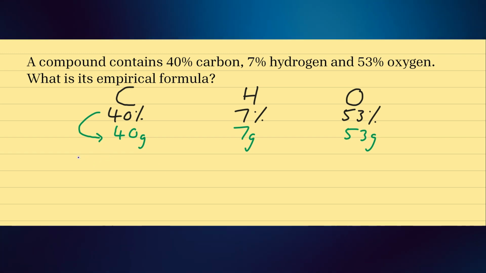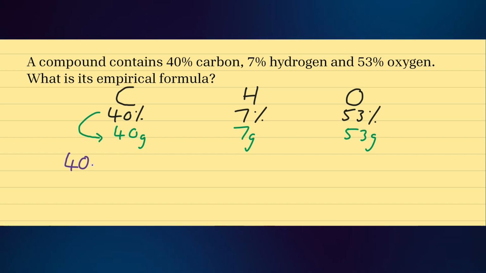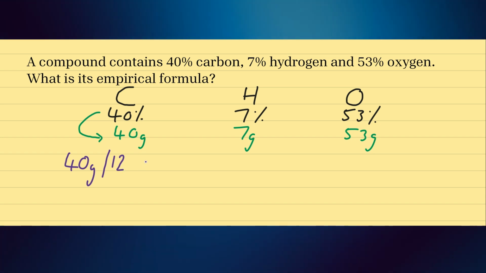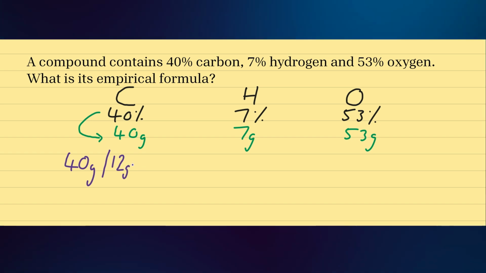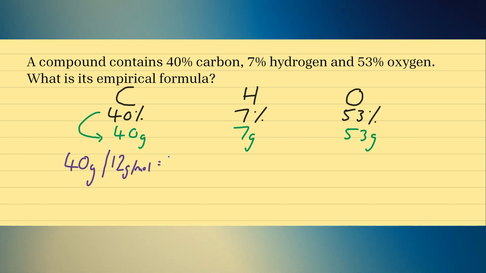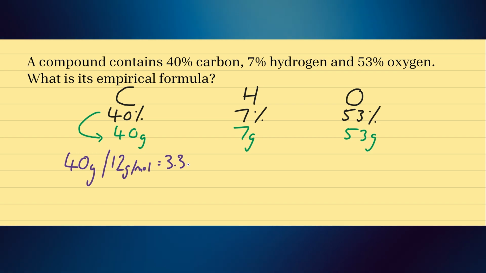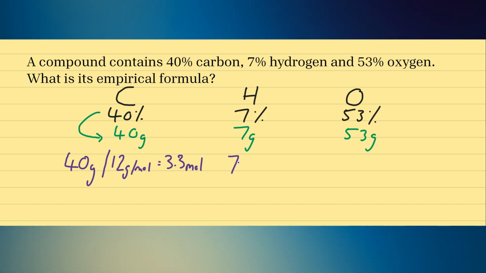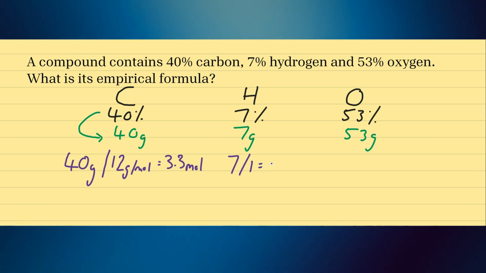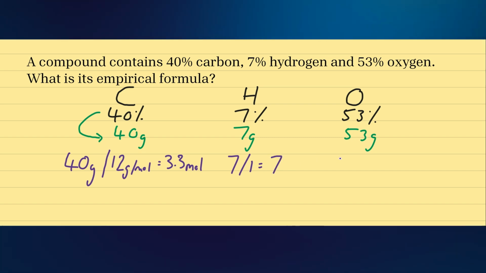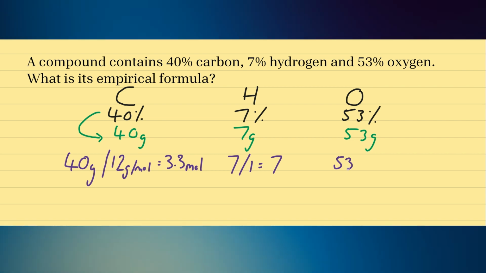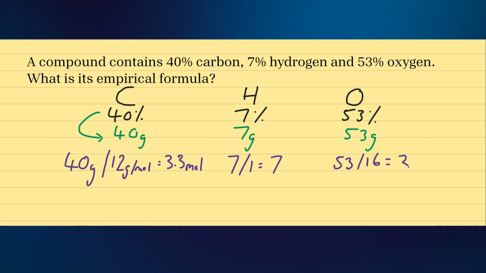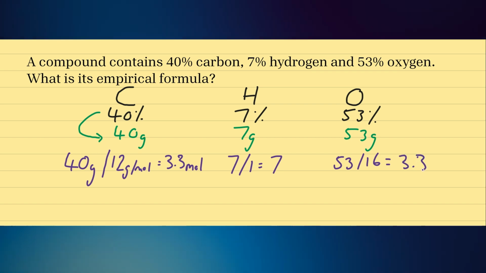To work out the number of moles, all I would have to do is take 40 grams of my carbon and divide it by the molar mass per atom of carbon, which is 12 grams per mole. 40 divided by the 12 grams per mole would give me 3.3 moles of carbon. And if I did the same thing for each of these atoms, that would be 7 grams divided by 1, which I can find from the periodic table, would be 7 moles of hydrogen. And for oxygen, I would just do 53 divided by 16, which is from the periodic table for oxygen. 53 divided by 16 gives me 3.3 moles again.